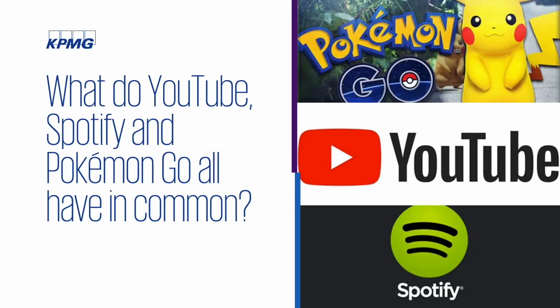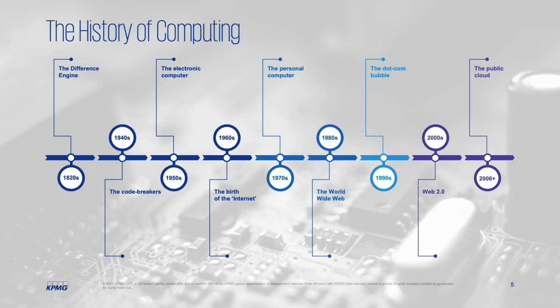So what do YouTube, Spotify, and Pokemon Go all have in common? Well, they all use the cloud. Now, the cloud is a general catch-all term that people will use to describe the ability to consume and use online IT infrastructure. Before we get into more details of an explanation of what the cloud is and how you might use it, we're just going to take a brief look at the history of computing to understand where the cloud originated from. Now, the history of computing goes back a lot longer than most people may expect.